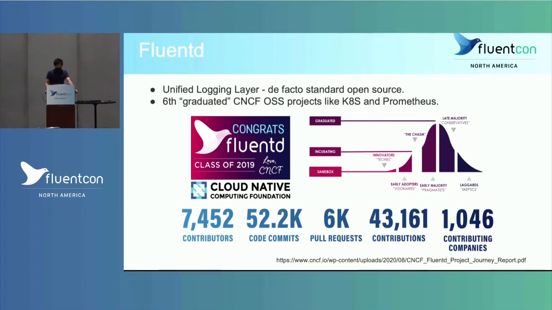Many of you already know, but Fluentd is, I would say, a de facto standard open source software for the very first mile of the entire observability journey, which provides a unified layer for logging and now supports metrics. It is a graduated CNCF project. There are more than 7K contributors across 1K companies, and the community is still growing.